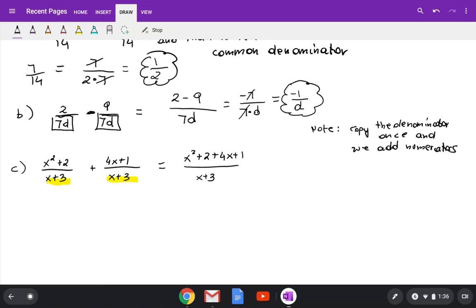Okay, so now you have to simplify the numerator. We have x squared plus 4x, and 2 plus 1 will give us 3. So 4x plus 3 over x plus 3. A couple of things about rational expressions. Rational expressions are like fractions, so you always want to keep them in the simplest form, which means you want to reduce them. You want to cancel repeating factors. So that's what's happening here. This is not your final answer.